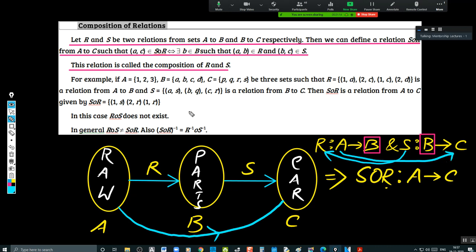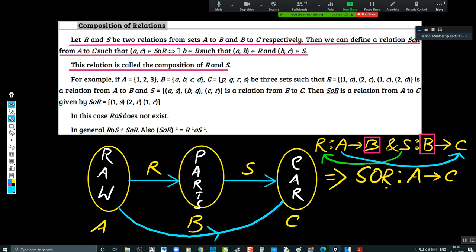This is called composition. For more clarity, let me change the color and show you this one. SOR, like this. And while writing the sets, the sets ought to be mentioned from A to C like this.